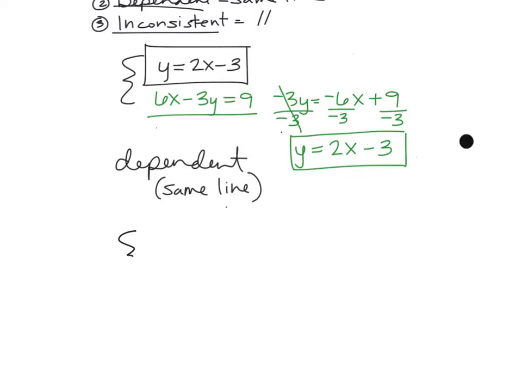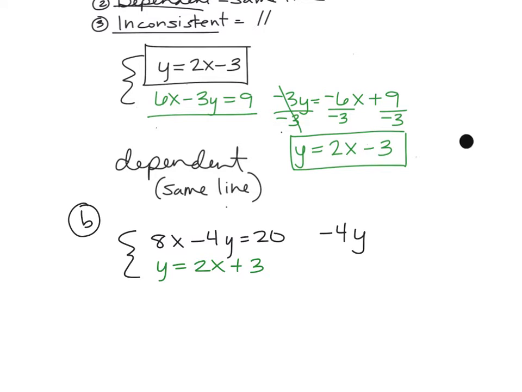Okay, last one of those. We'll call this B. If I give you 8x minus 4y equals 20, and then y equals 2x plus 3, what should you do in this setup? Change the first equation to slope-intercept. Right, so we're gonna take the 8x minus 4y equals 20 and put that into slope-intercept form. So we're gonna subtract an 8x, so it'll be negative 4y equals negative 8x plus 20.